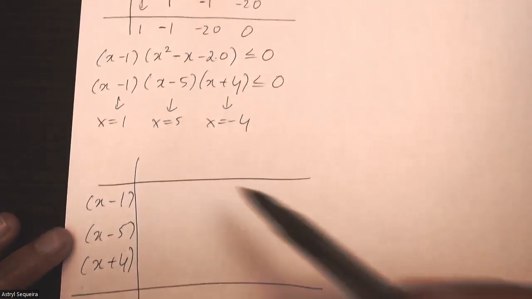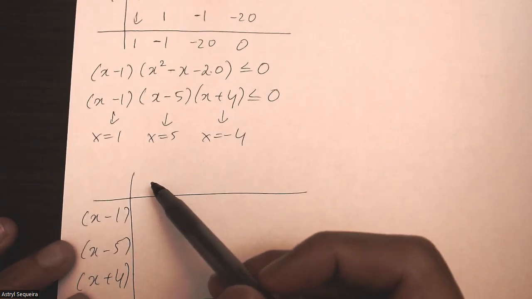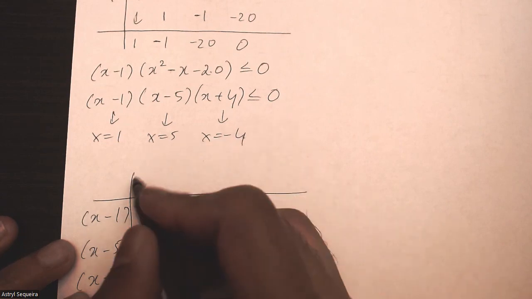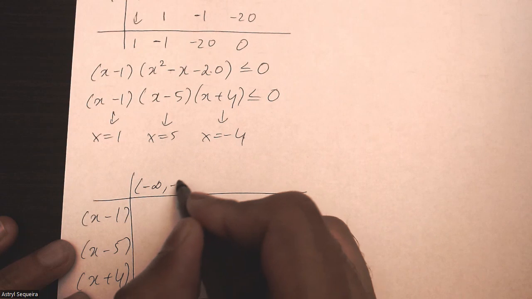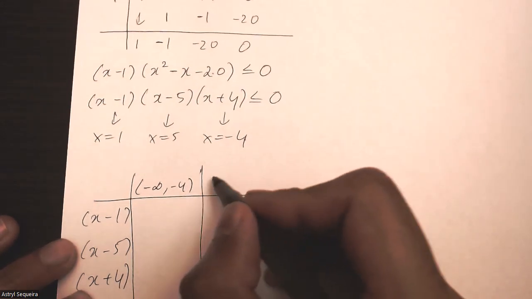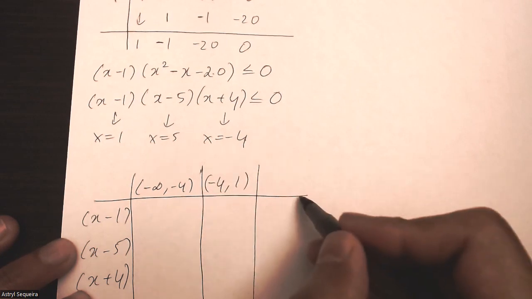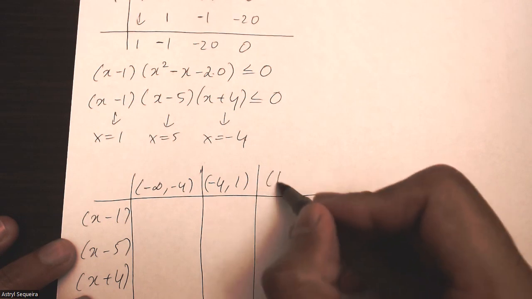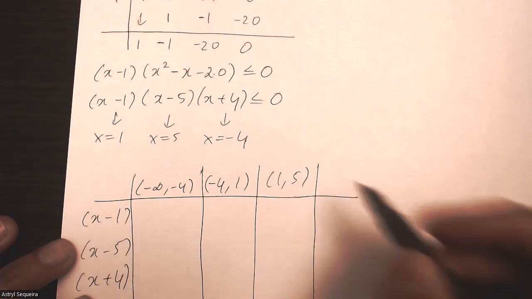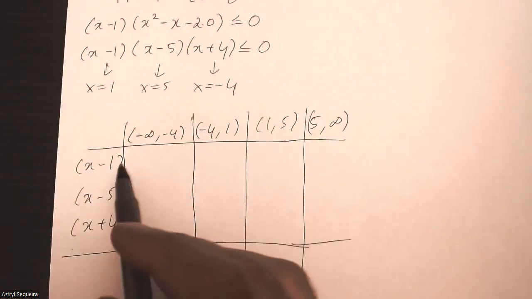And then over here, I'm going to pick my lowest number, -4. So I start with -infinity to -4. Then I have -4 to +1. Then I have +1 to +5. Just taking these values here, and then last one is 5 till infinity.